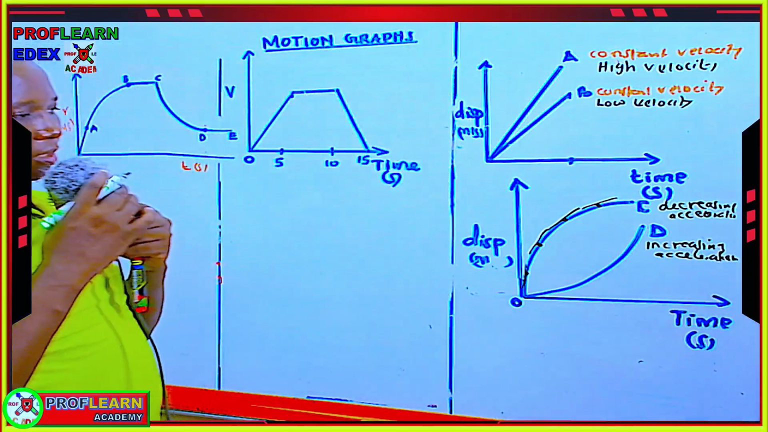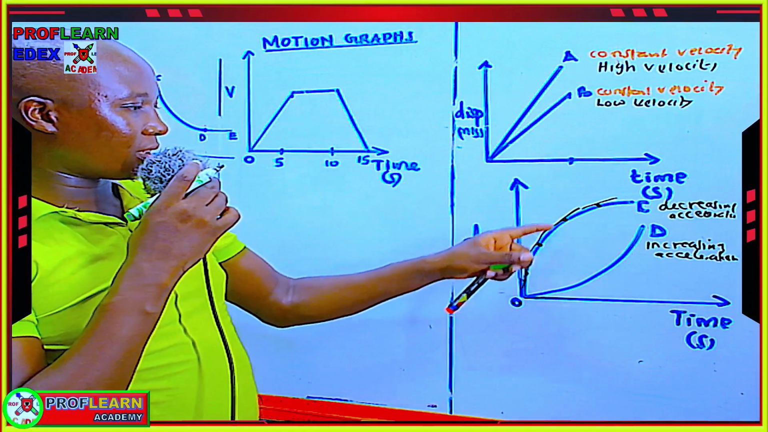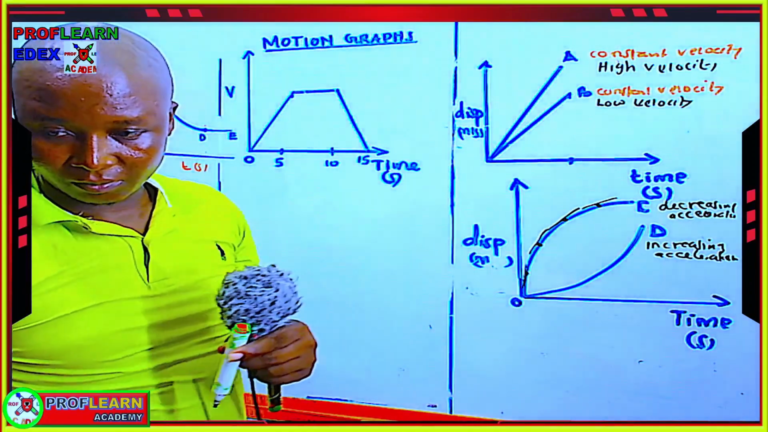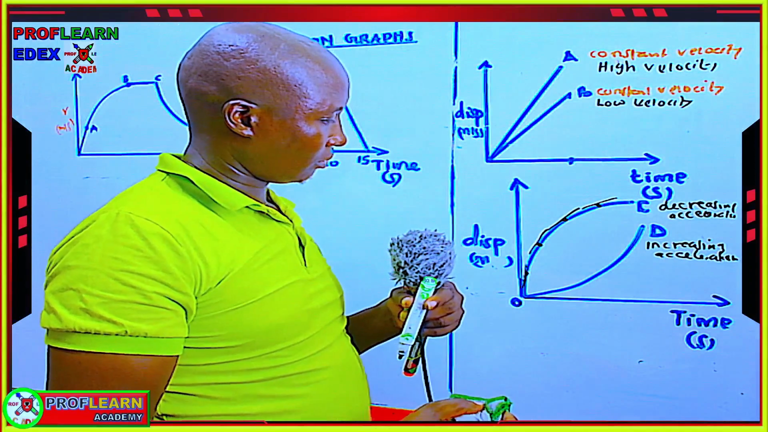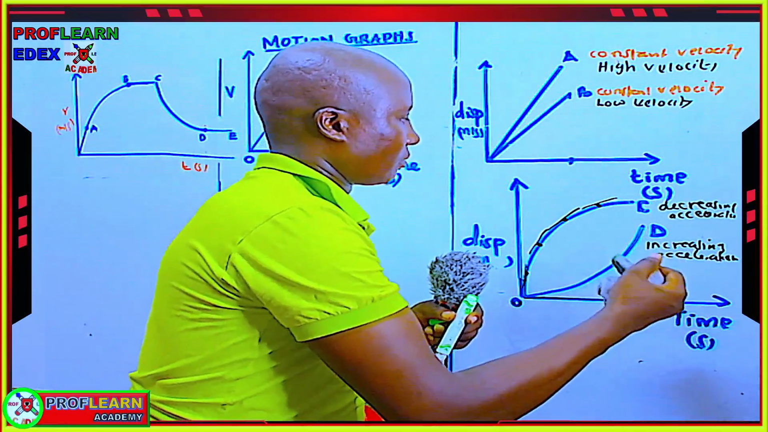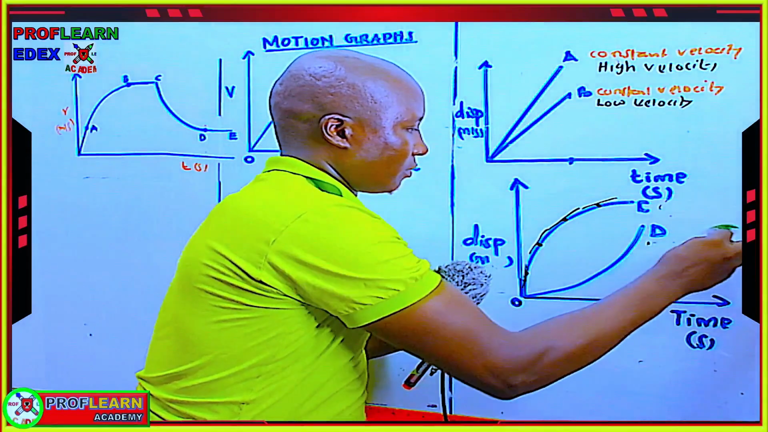Now, when we look at this velocity time graph here, you'll be asked to describe the motion. In this section, we say the object is moving at constant acceleration. Here the object is decelerating. And at this point, the object is moving at zero acceleration or constant velocity. So those are some of the aspects of this graph that can be identified.